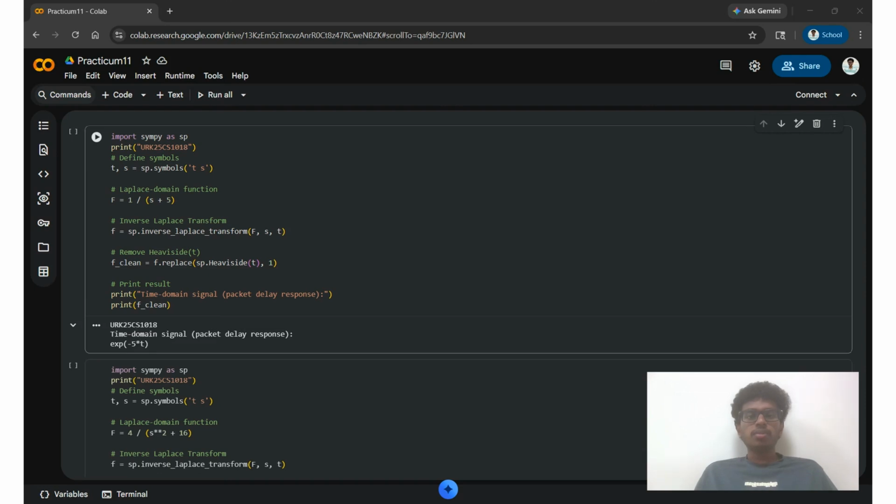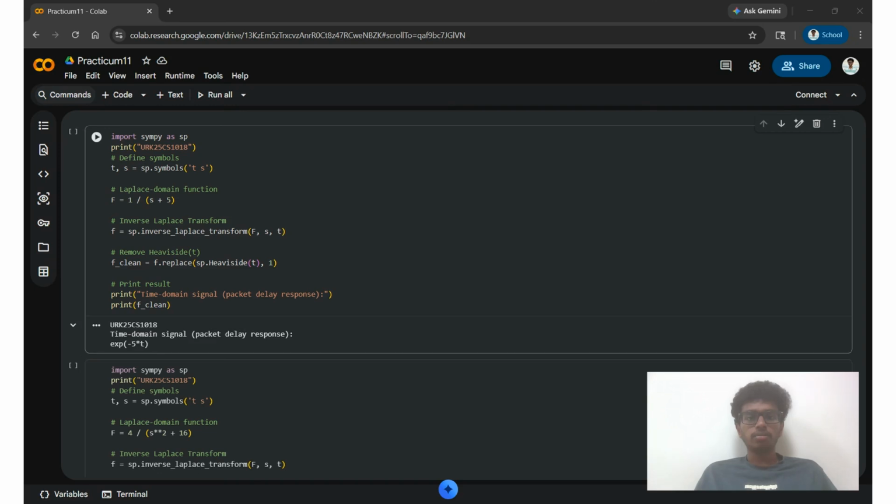The inverse Laplace transform is a mathematical technique used to convert a function from the Laplace domain, which is represented using the variable s, back into the time domain, represented using the variable t. This helps us understand how a system behaves over time instead of in an abstract mathematical form.